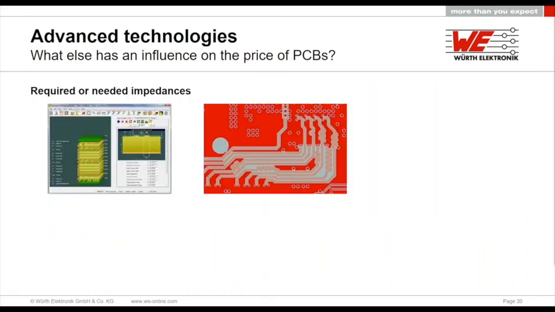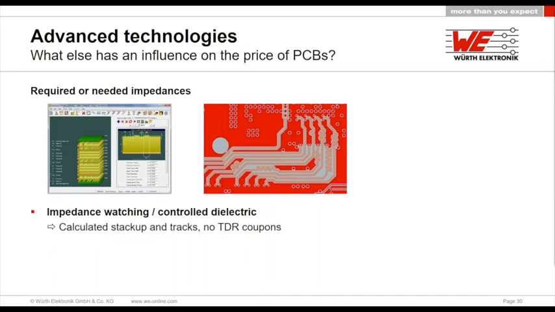Next technology we want to have a look at is impedances. And you need to know that there are different steps of impedance manufactured boards. One step could be, and depending on where you come from, this is called impedance matching or controlled dielectric build-ups. For impedance matching and controlled dielectric build-ups, we have a very close look at a stack-up. We calculate the stack-up according to your needs. We have a look at the track widths, but we do not place any kind of TDR coupons on it. So we manufacture the board based on our experience and based on the IPC rules and tolerances, and send out the boards in that way.